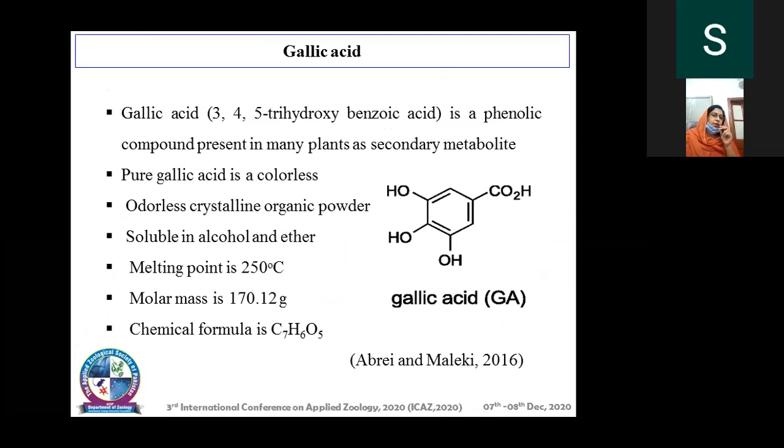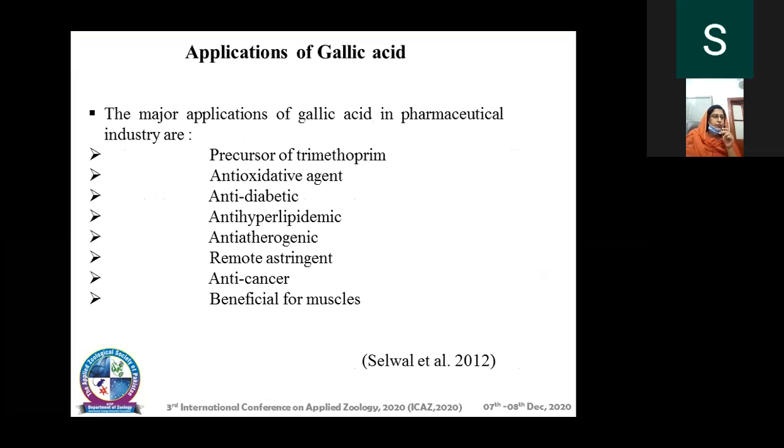Starting from the introduction, gallic acid is basically a phenolic compound that is present in many plants as a secondary metabolite. The pure gallic acid is a colorless, odorless, crystalline organic powder that is soluble in alcohol and ether, and its melting point is 250 degrees centigrade. Molecular mass is 170 grams. Chemical formula is C7H6O5.